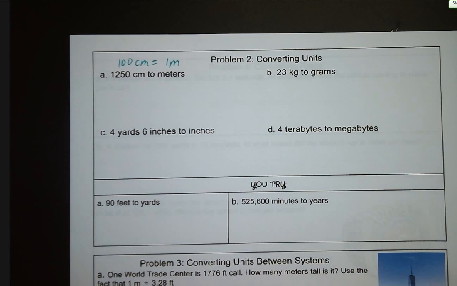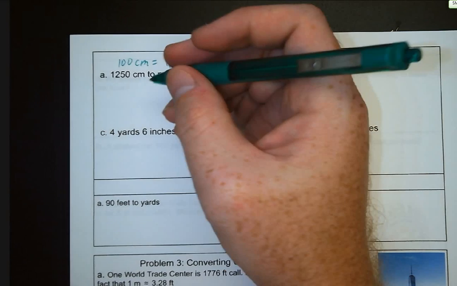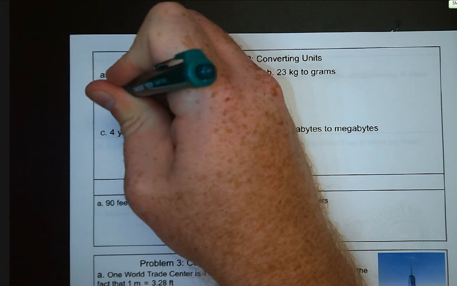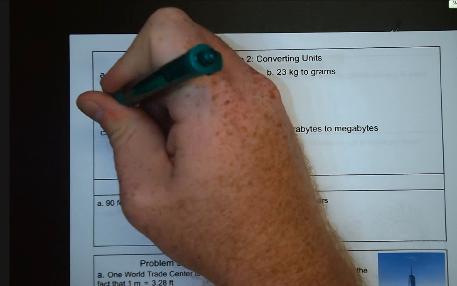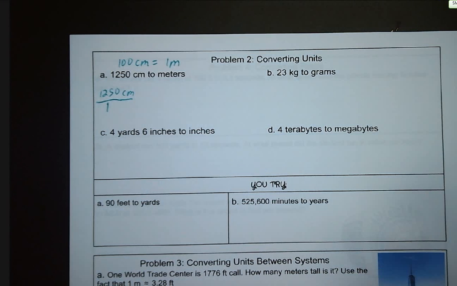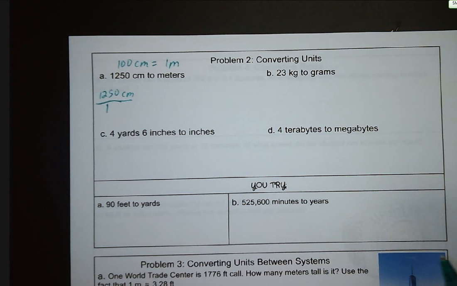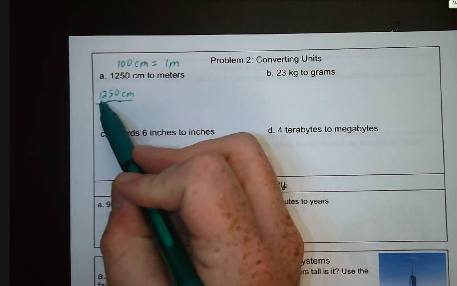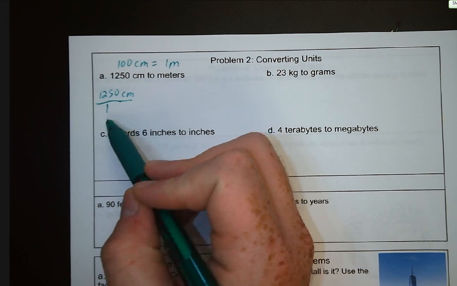So we're going to start off, we're going to write these as ratios, and I want you to be very deliberate with how you write them. First of all, unlike most equations we do, we are going to include our units when we do these conversions. So we write what we're starting with, 1,250 centimeters over 1.